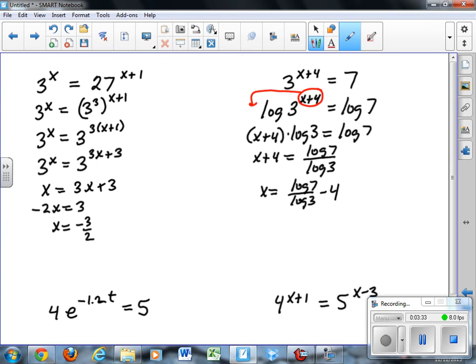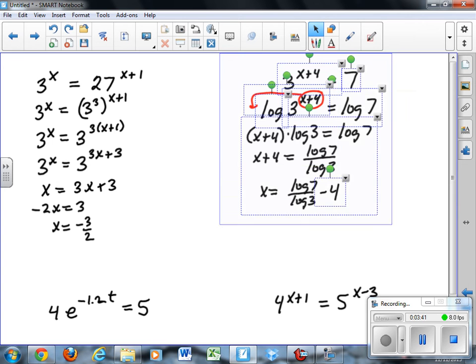Now let me show another way to do that same problem, and I think I'm going to take this and just shift the whole thing over if it will let me do that. Let me try this again.